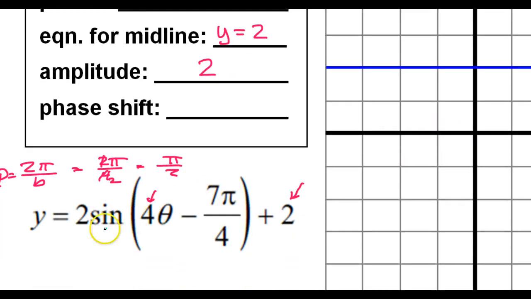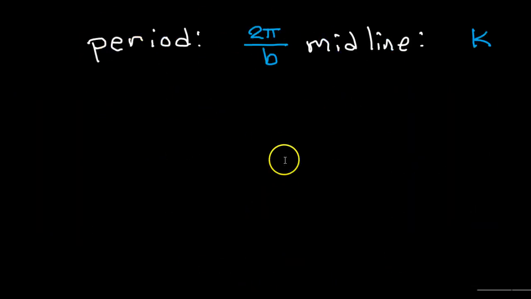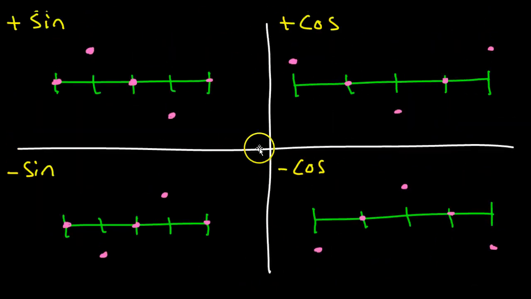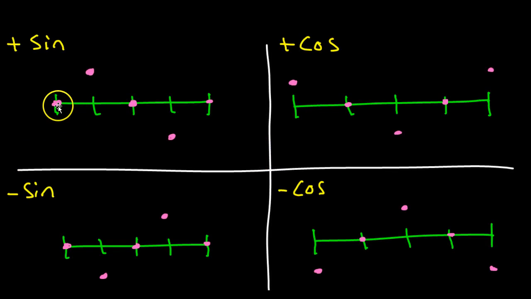So keeping in mind that this is the sine function, and the way the sine function works, let me get to my diagrams here. If you have a positive sine function, well, no matter what, the sine function starts at the midline. If it's positive, it goes up and then down and then back. If it's negative, then it goes down and then up and then back. So we're dealing with a positive sine function, so it's going to go up from the midline, down, back to the midline.